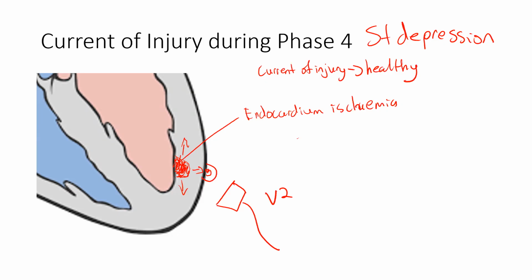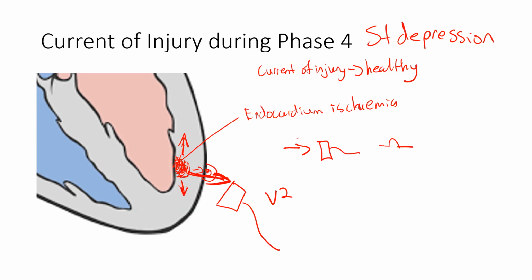And you end up with what's called a net vector that goes towards the lead. So if it's going up and down, it's generally a greater depolarization towards the lead. And as we mentioned, any depolarization that goes towards the lead is going to create a positive deflection.